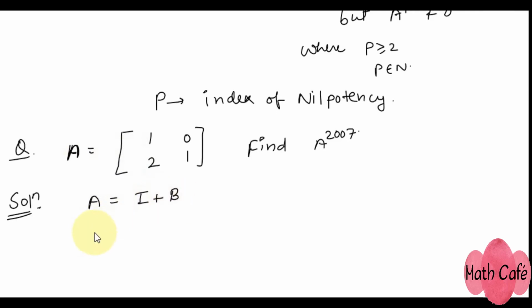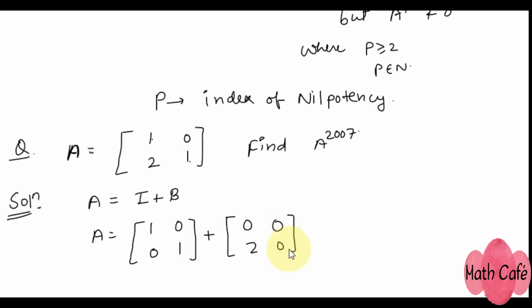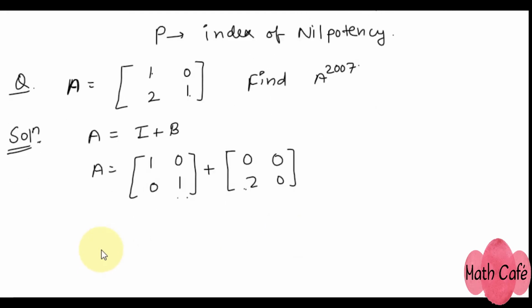So this matrix can be represented as I, I means identity matrix, that will be of 2 cross 2. So [1, 0; 0, 1]. And this matrix can be dissolved into another matrix B. So 1 and 1 will be as it is. So I can write here [0, 0; 2, 0]. All right. So sum of both the matrices will be A. All right. So this is in the form of I plus B.